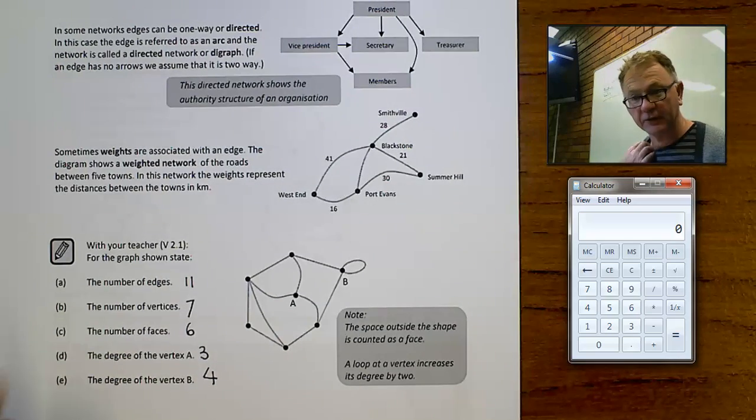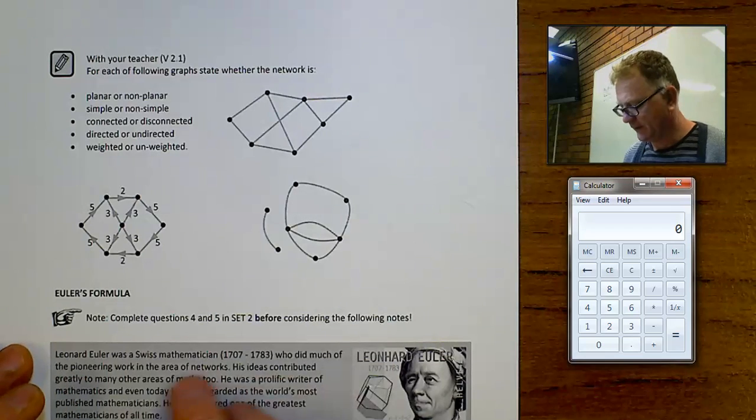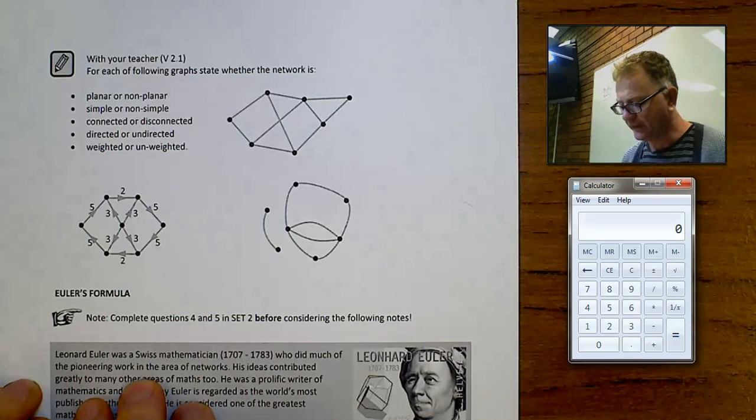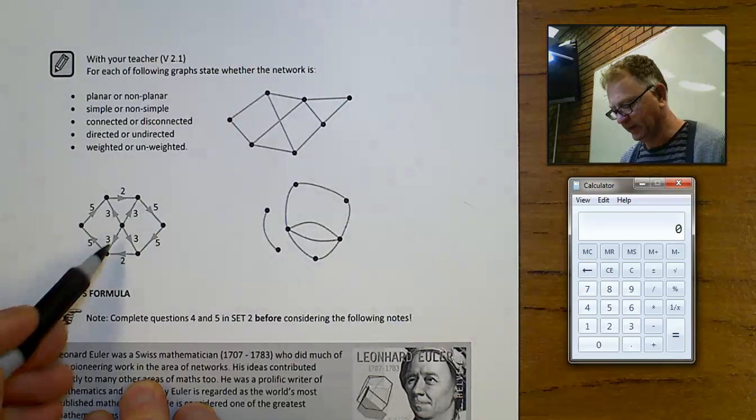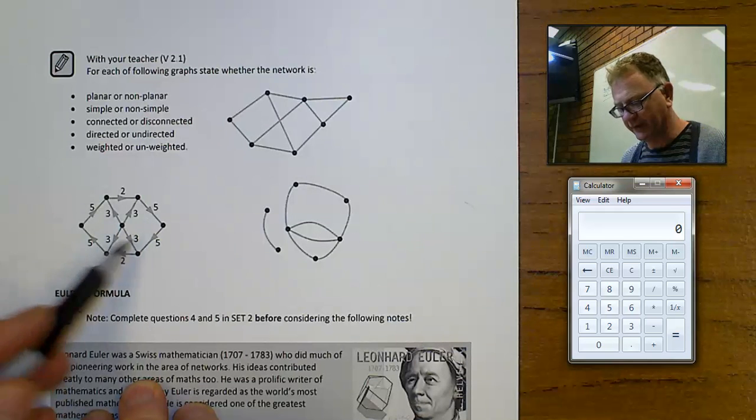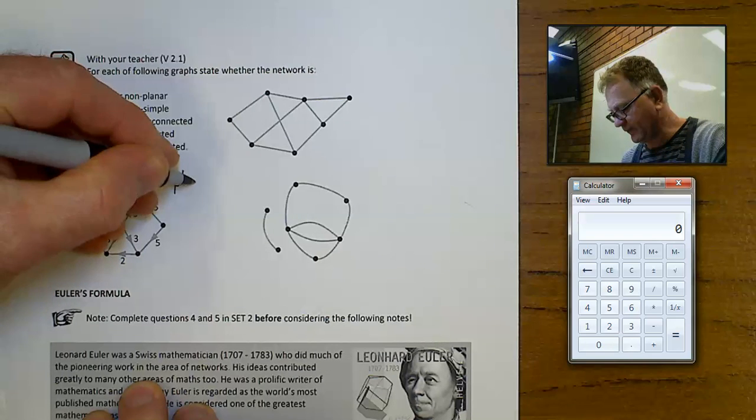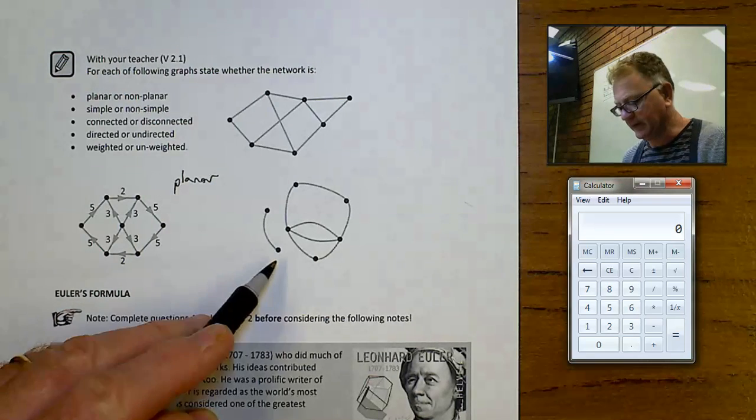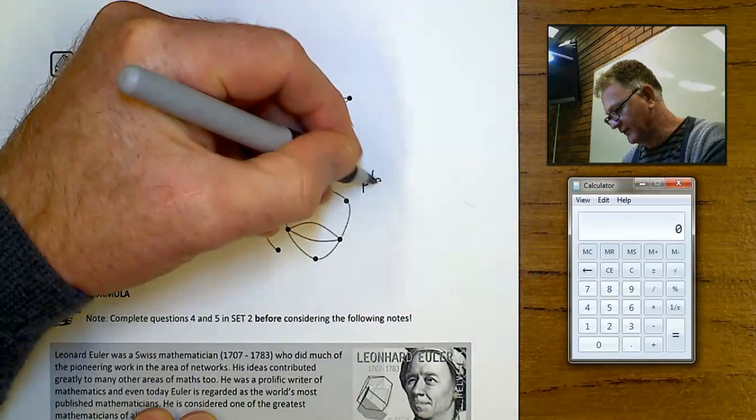Over the page, and we have to classify some different networks. First thing was we have to look at each one and say, are they planar or non-planar? Now, a planar network is one which can be drawn without edges crossing over. Let's have a look at this one here. You can see that there are no edges crossing over, so that's a planar network. This one here, no edges which cross over each other, that is also planar.